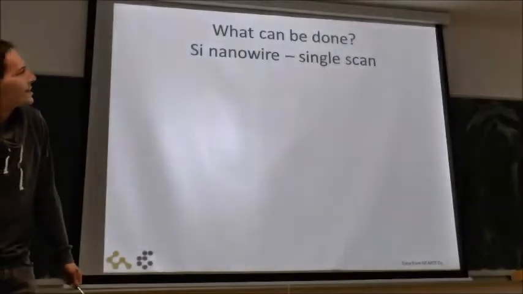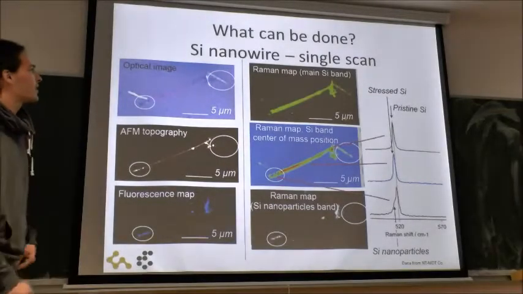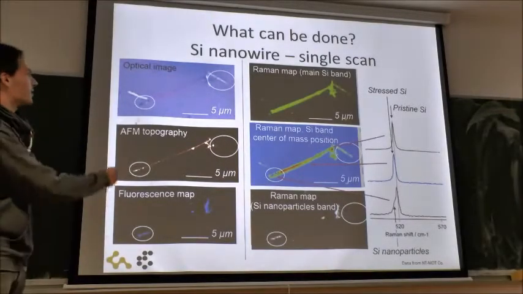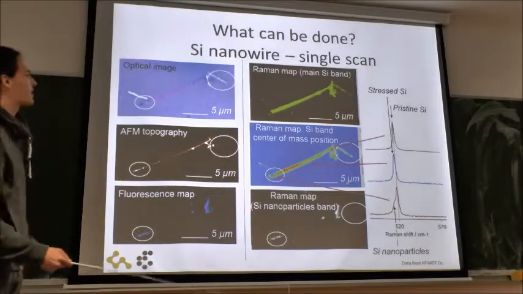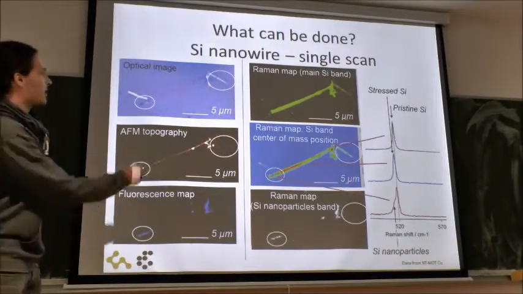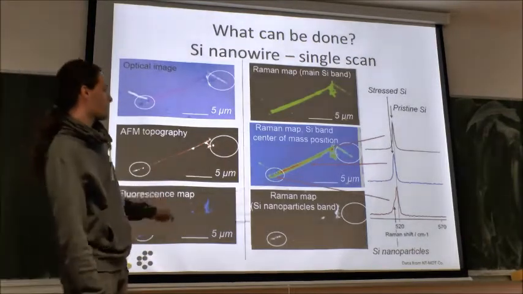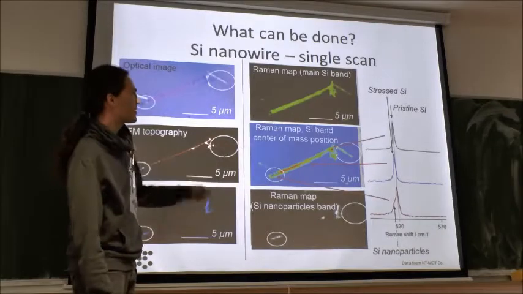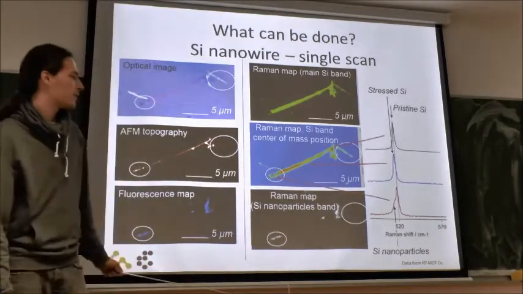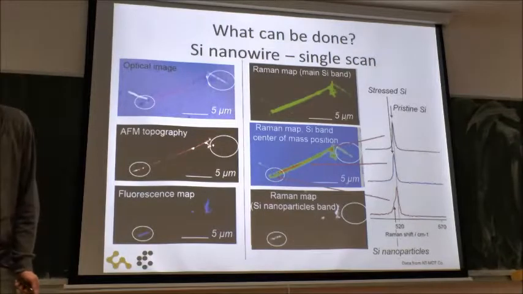What else? Nanowires, of course, are the next interesting thing. Here we can also obtain the optical image, but then we have the AFM image and the Raman map and the fluorescence map, and of course we can change different bands to see this different shift in Raman spectra.